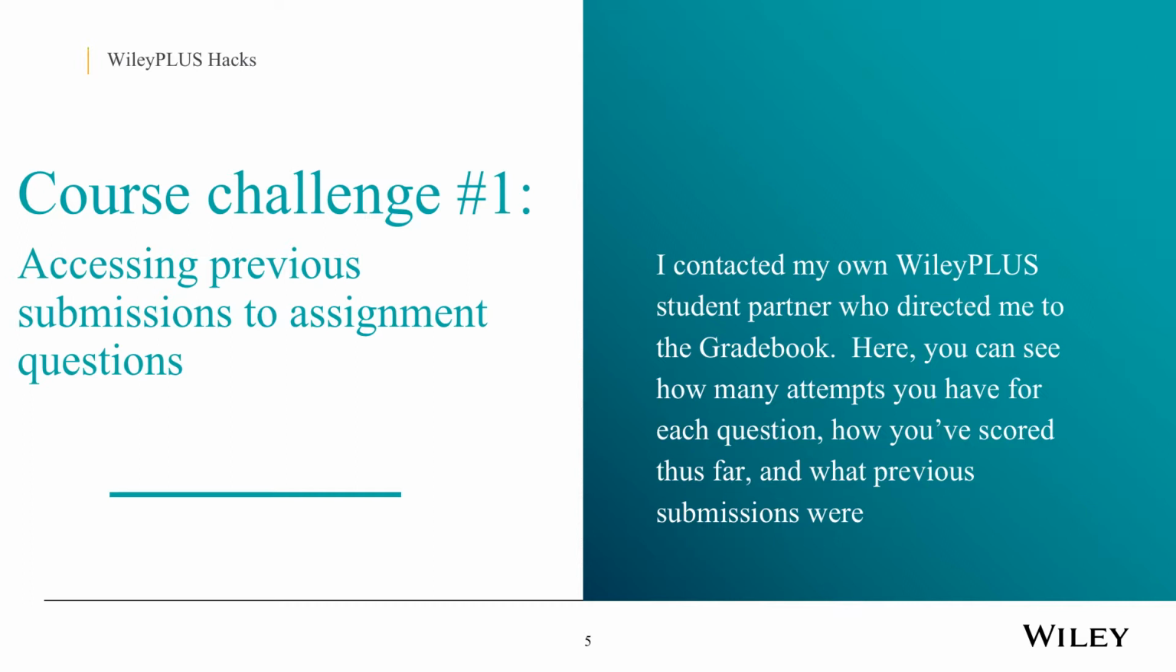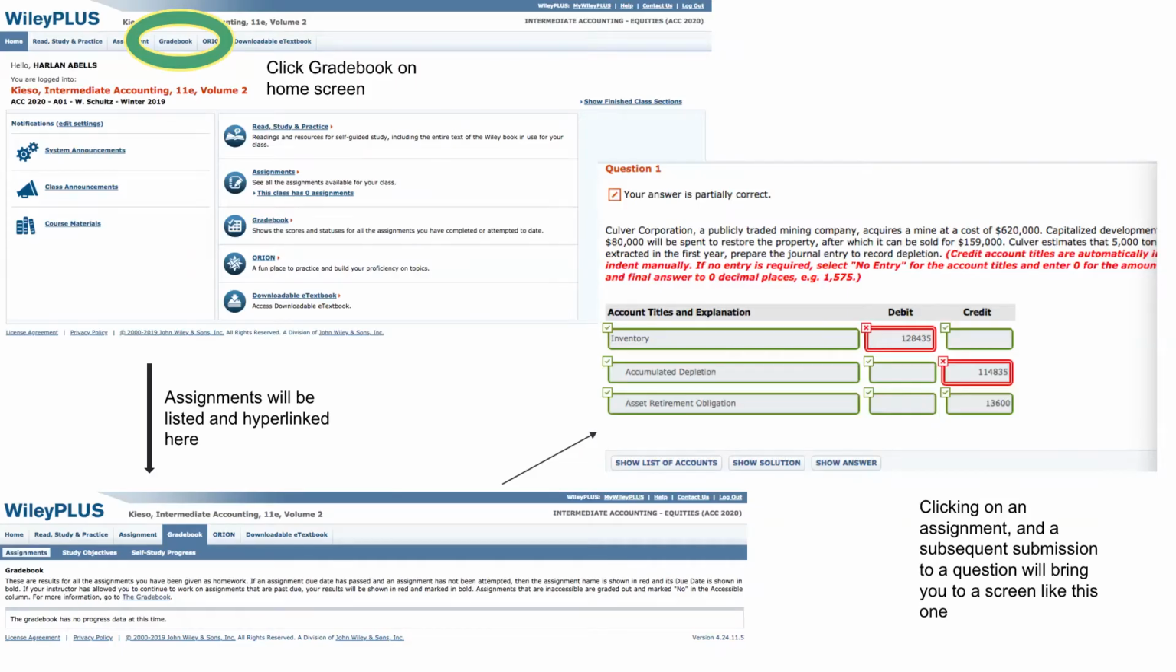Basically, the way that I solved it myself is I contacted my own WileyPLUS partner last year, who directed me to the gradebook. And in the gradebook, you can see how many attempts you have for each question. So usually it's, I think, 3, but it depends on the question and the assignment. You can see how you've scored thus far, and what the previous submissions that you put in have been.